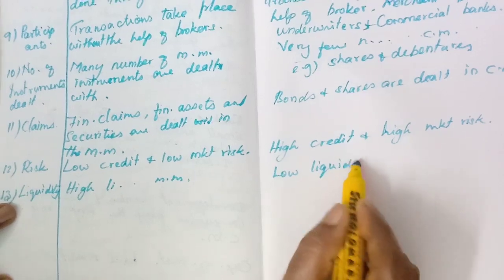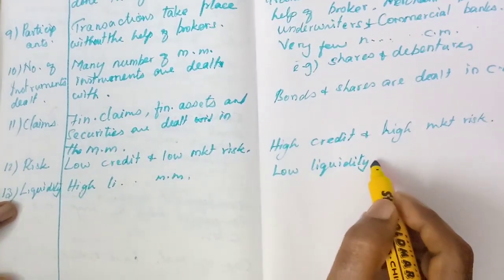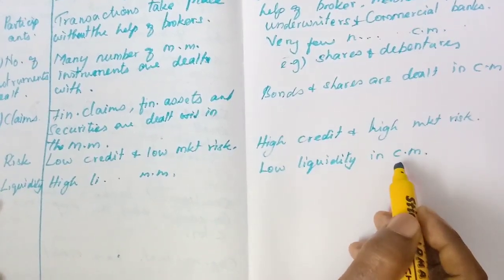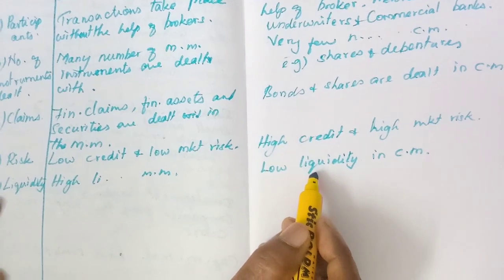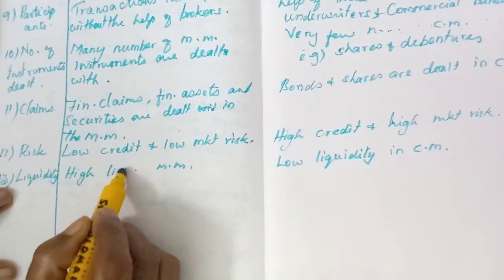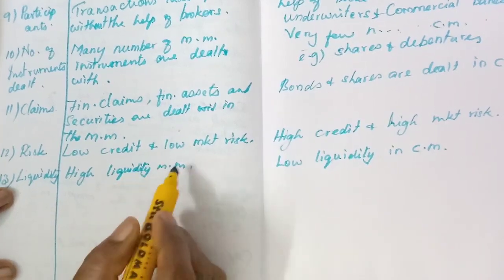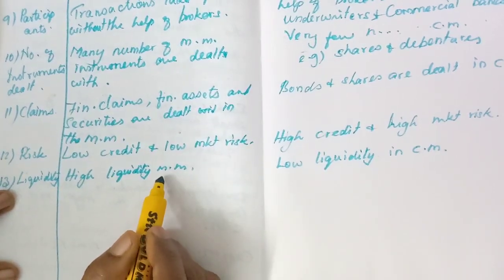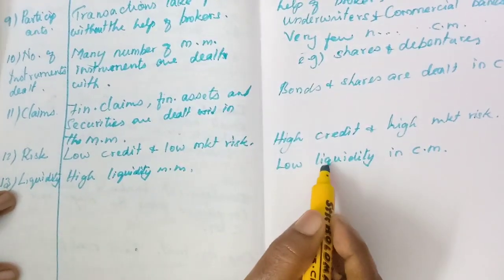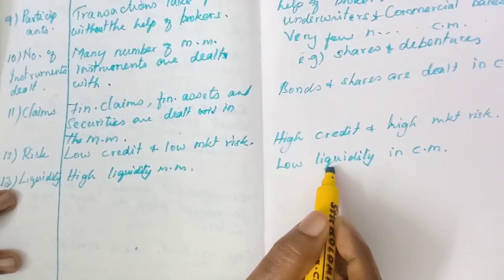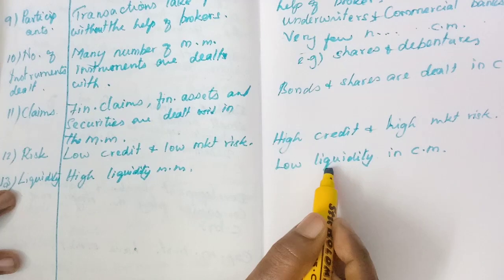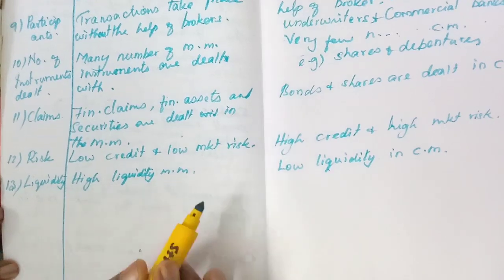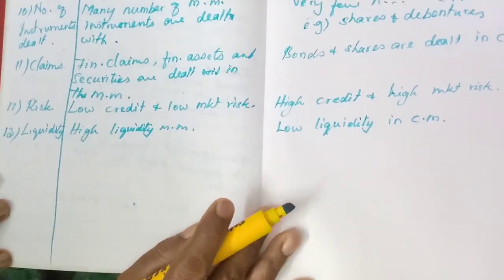Because we need to find a broker, there are some procedures. Here in capital market, the low liquidity: easily we cannot convert within time. But here it is high liquidity. Why? Because it is a short-term financial claim, and we can convert within 1 year. Here there is no guarantee that we can convert this into cash within a short period. Understand? Or this one, soon after the maturity period we can convert that into cash. That's high liquidity there, low liquidity here.